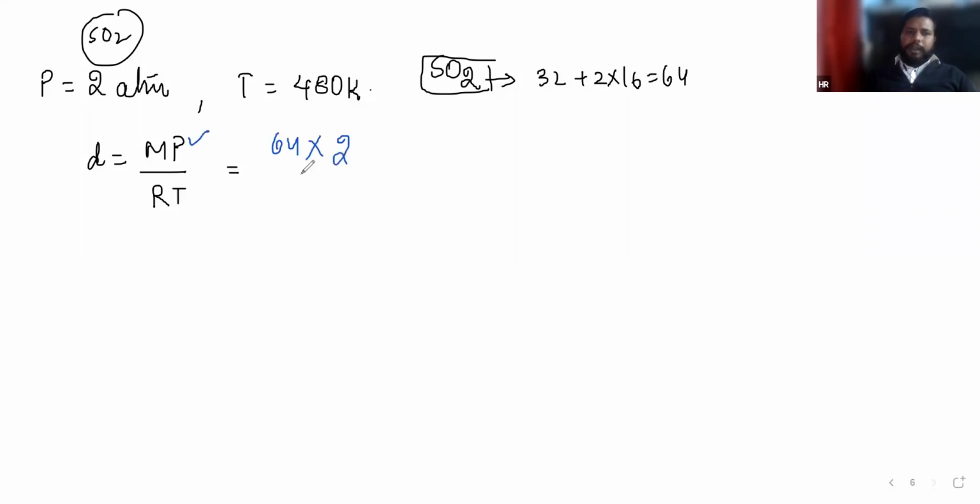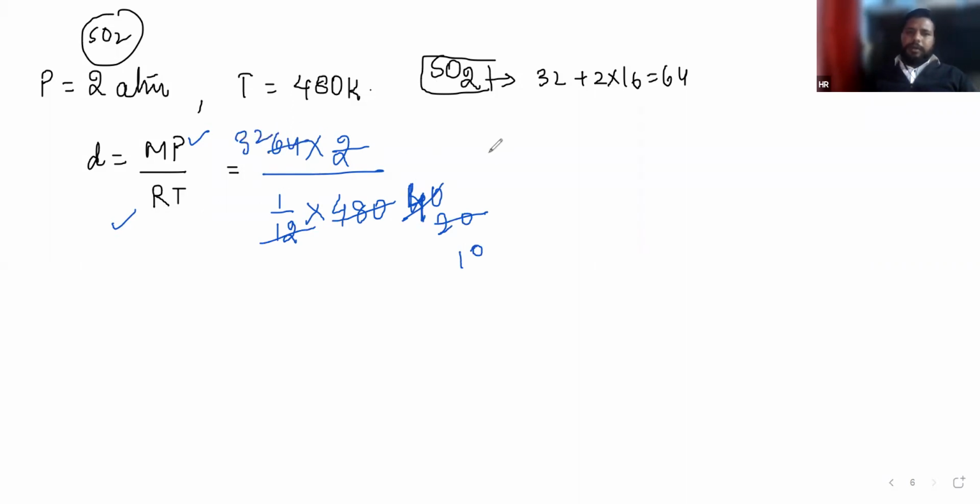Pressure is 2 atm. R, I already told you to use 1/12 instead of 0.0821. And the value of temperature is 480. Just see, it will be cancelled by 40 times, then by 20 times, then by 32 times, and 32 by 10 is equal to 3.2. So it is 3.2 gram per ml. Just write it.